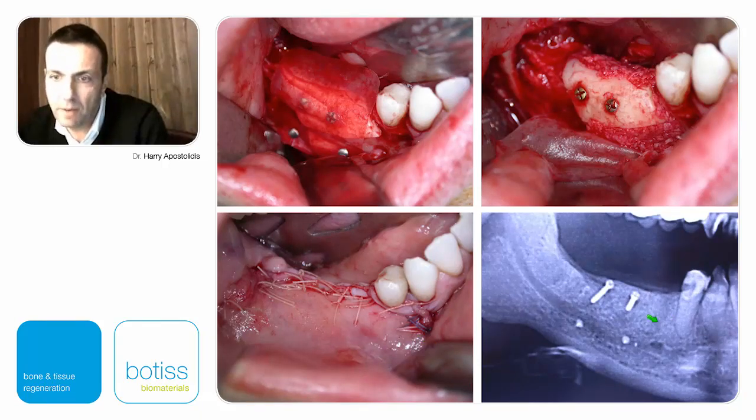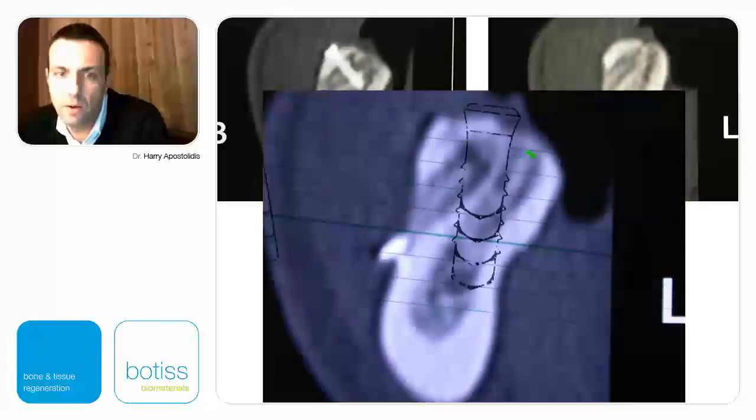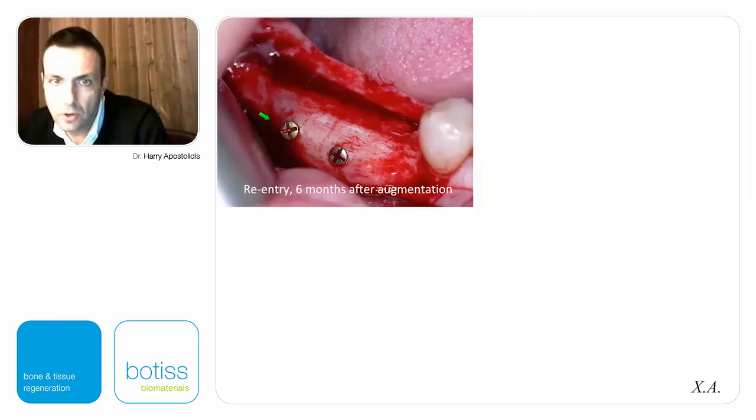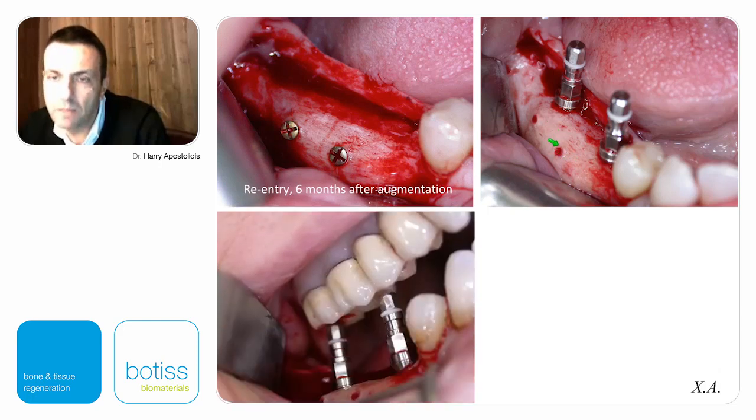And you see the panoramic X-ray, the post-op. And you see the amount of bone that you have gained here. That's where the bone used to be, and that's where it is right now. And now you can place whatever implant you want in the correct prosthetic position. Again, correct 3D position. Look at the quality of the bone 6 months after the augmentation. It doesn't get better than that. You cannot even tell that it's augmented bone. Correct prosthetic position.